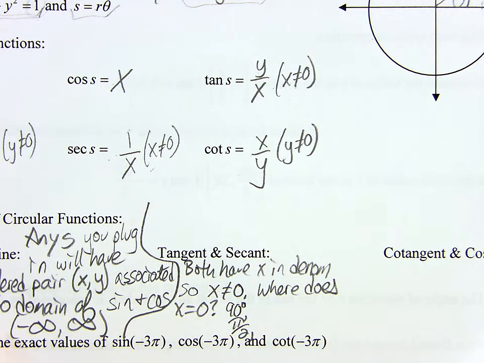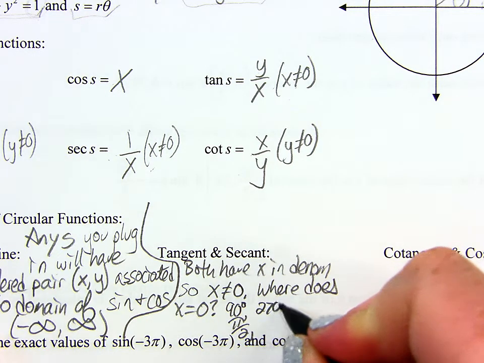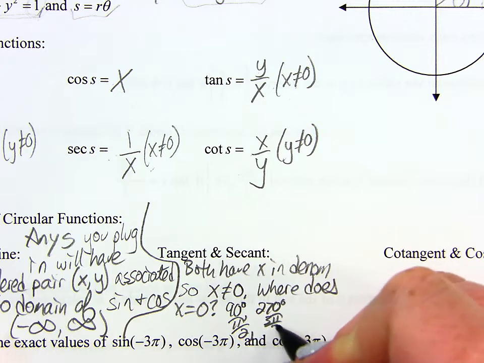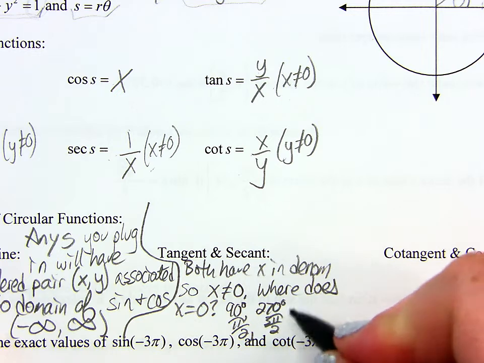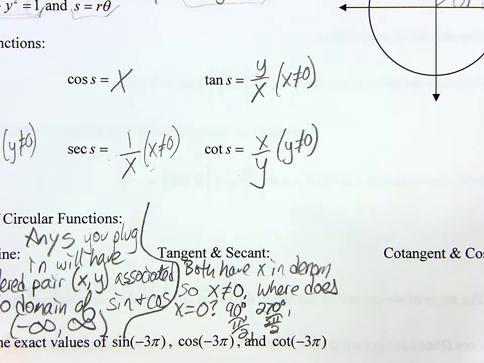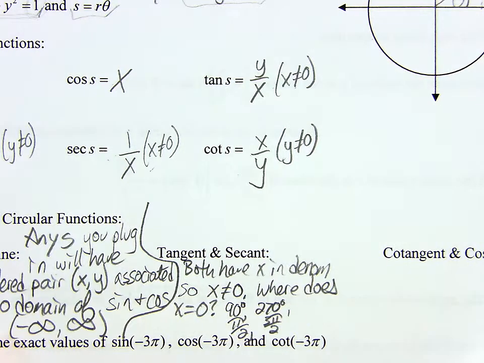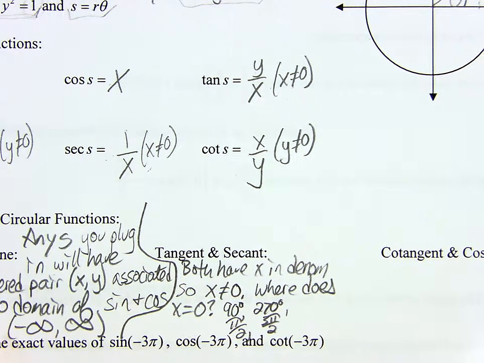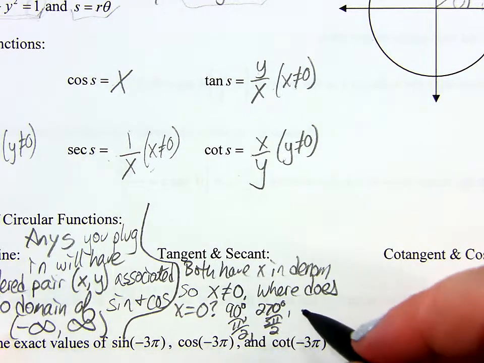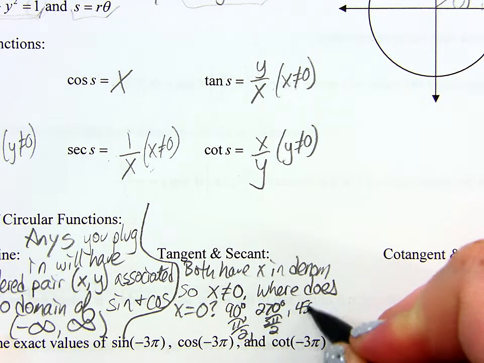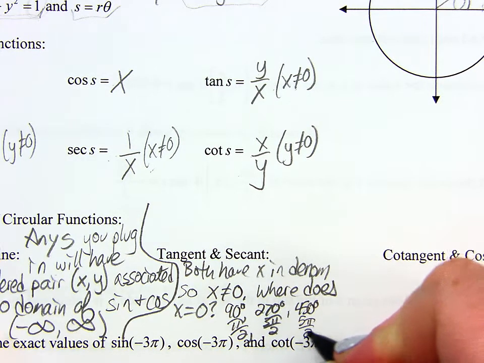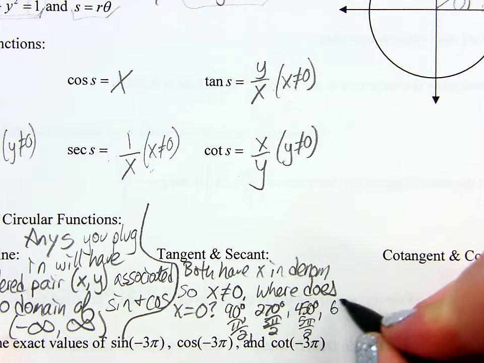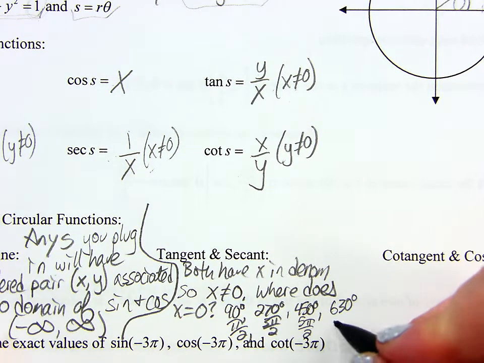It also happens at 270, which is 3 pi over 2. And then you could keep going forever. So every iteration of 90 and 270 is going to hit an x equal to 0. If you want a few more examples, 450 degrees, which is 5 pi over 2, and 630, which would be 7 pi over 2.